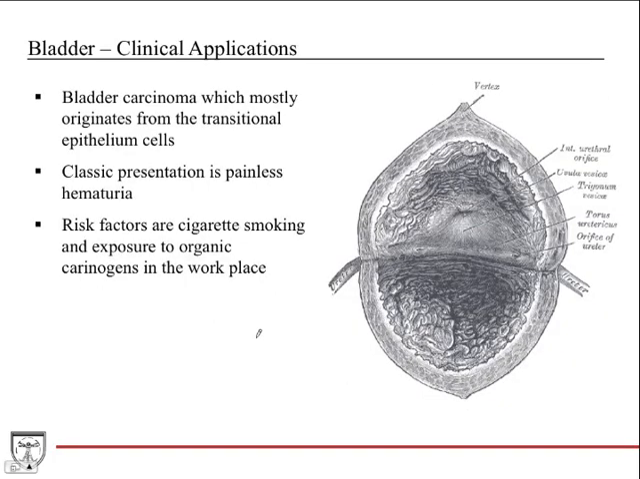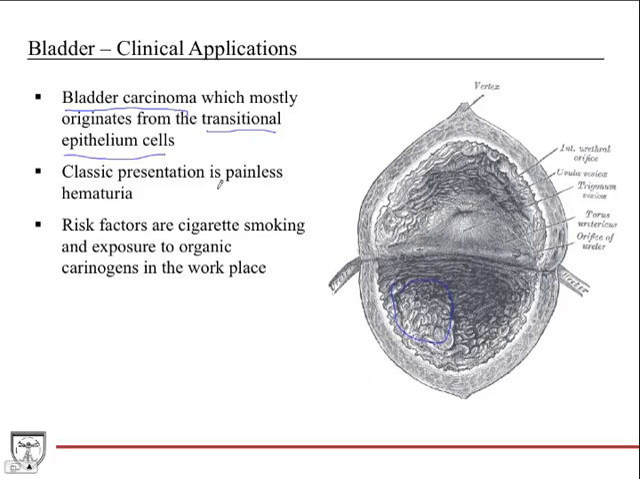So some clinical applications for the bladder. The main thing here is bladder carcinoma. That's a very serious disease, and it can originate from different types of epithelium. The most common is from the transitional epithelium, that transitional epithelium we talked about, so all the epithelium that forms the luminal surface of the bladder.